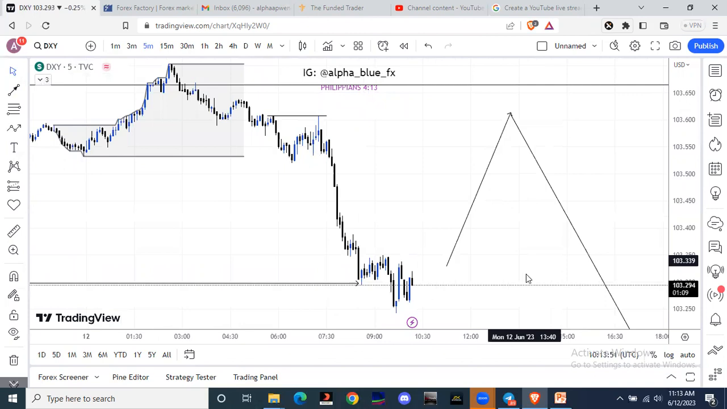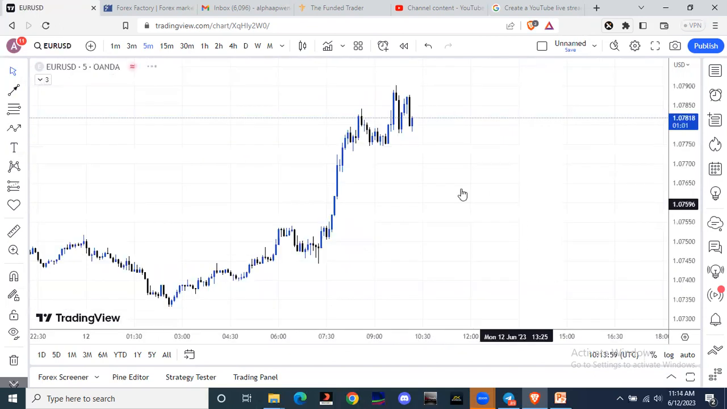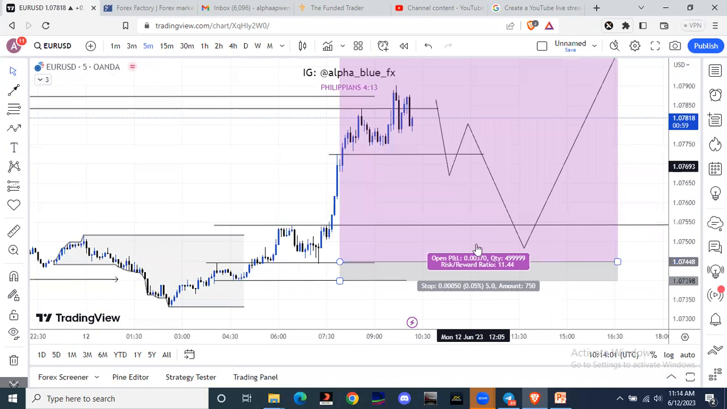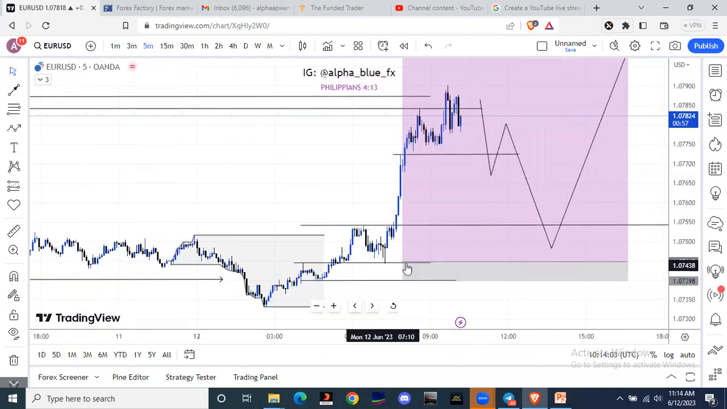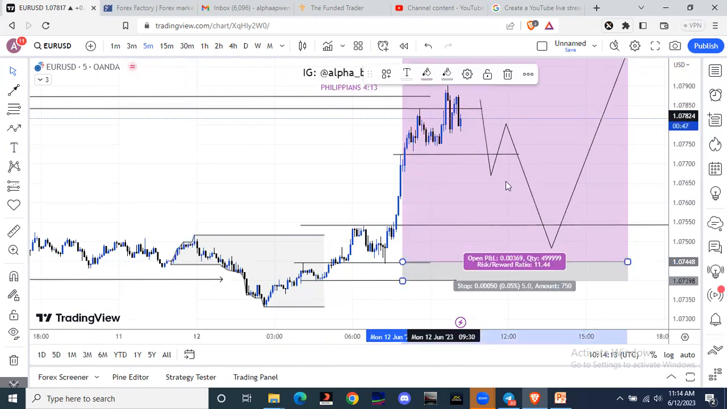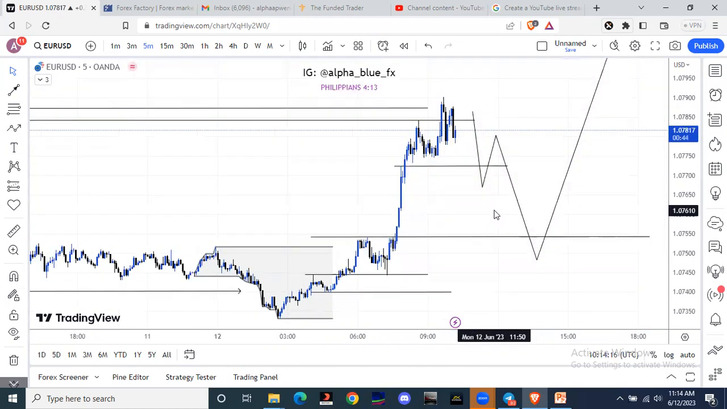So if this is going to happen on the DXY, then you should expect that the direct opposite should be what will happen on Euro USD. So if we're expecting DXY to buy, that means Euro USD should sell, at least to this point like this, because this is where the equal high was on the DXY. So I'm expecting it to come to somewhere here. So let me delete this first of all, and then we'll wait to see.